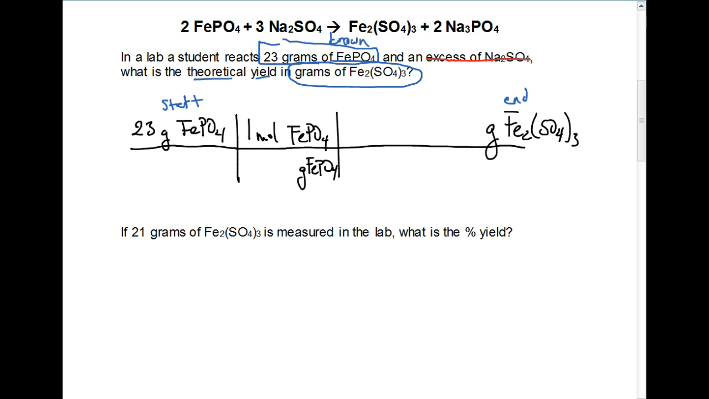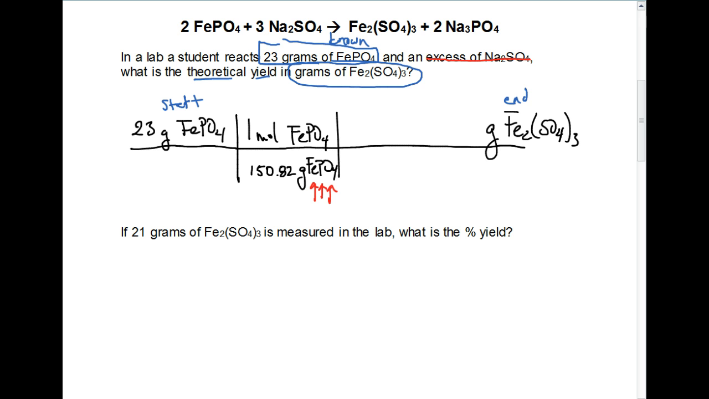FePO4. And so in FePO4, just a reminder to you, you have 1 iron, look that up on the periodic table, 1 phosphorus, add that together with 4 oxygens. And when I do my math, I get 150.82. Okay. So that takes us up to the mole.